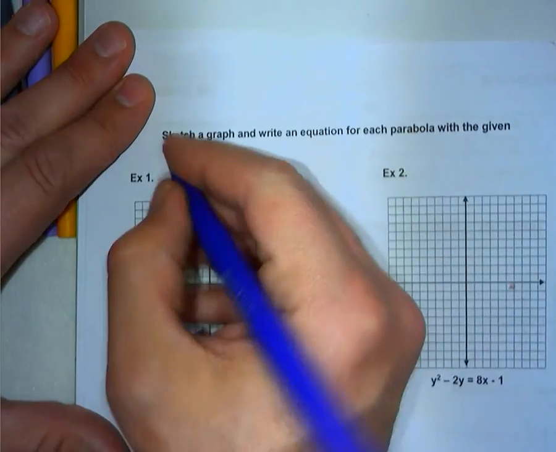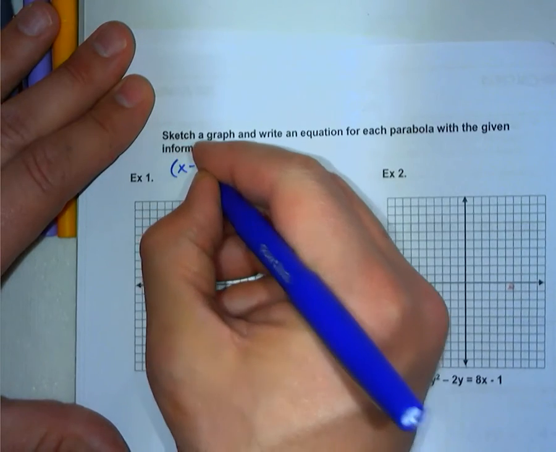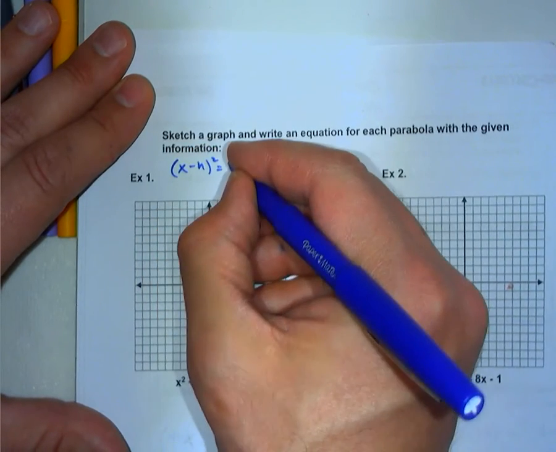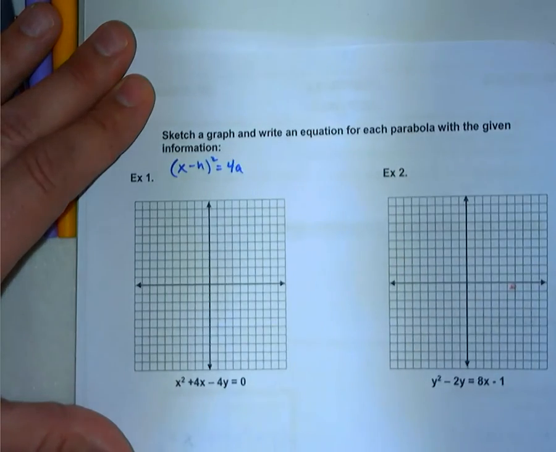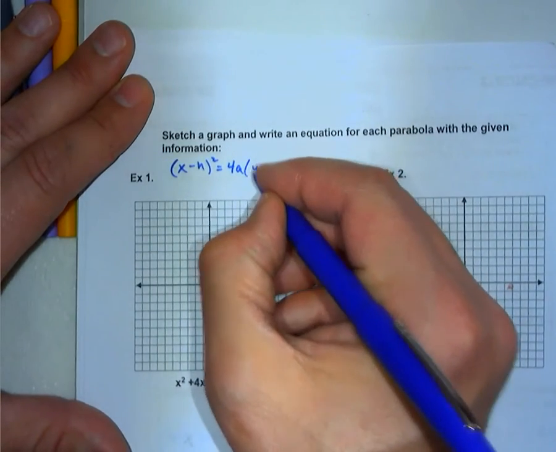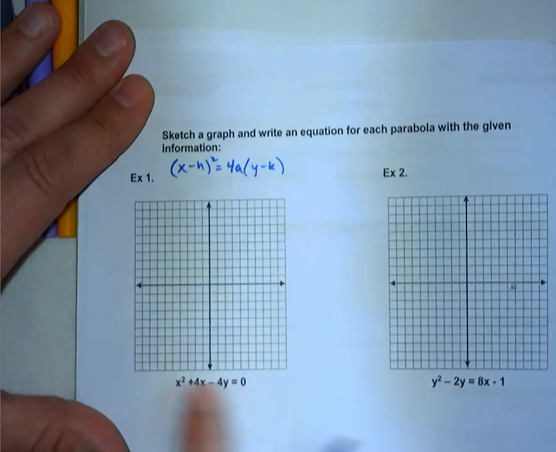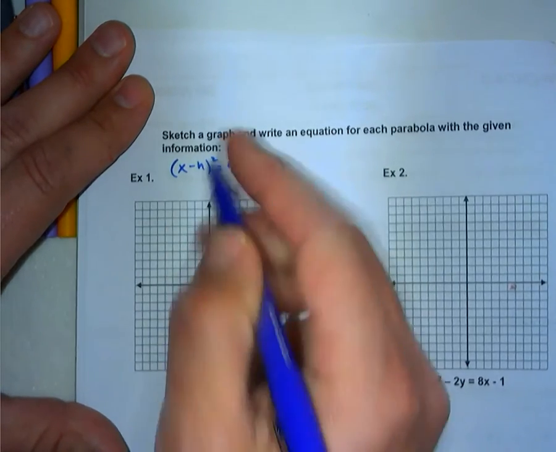Okay, so I'll go ahead and write this. It's going to look like this. x minus h squared equals positive or negative 4a, I don't know, we'll find that out, and y minus k. We're just trying to get this guy here to look like one of these guys, either plus or minus. I'm not sure.